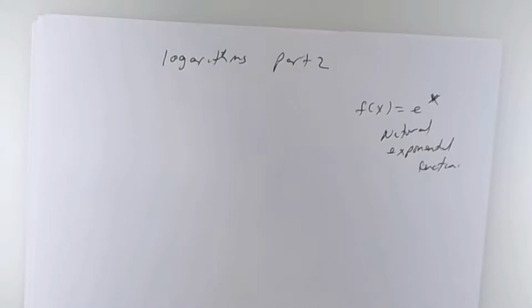All right, so whenever the base is e, that exponential function has a name. It's called what kind of exponential function? Natural. Okay.